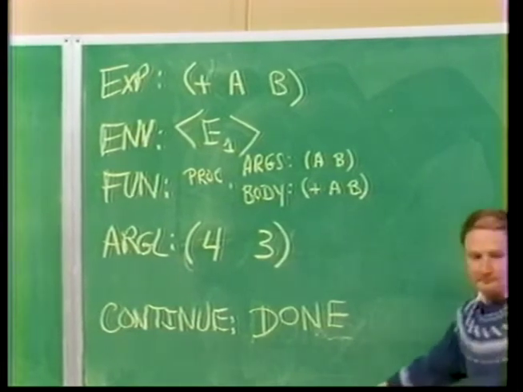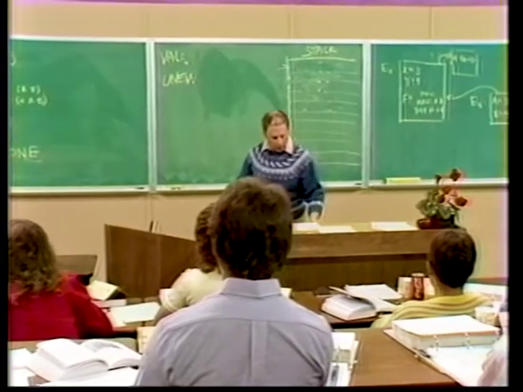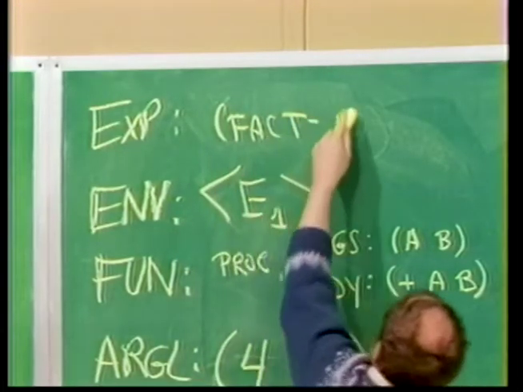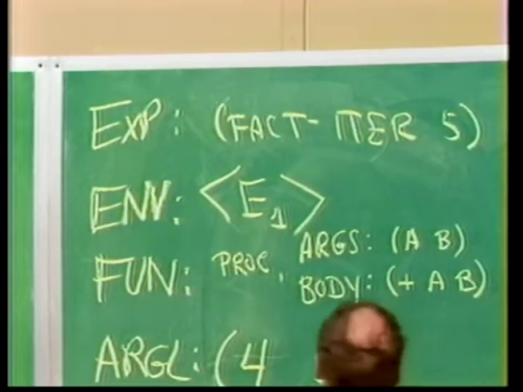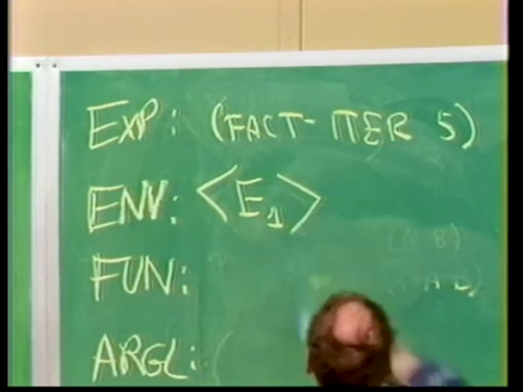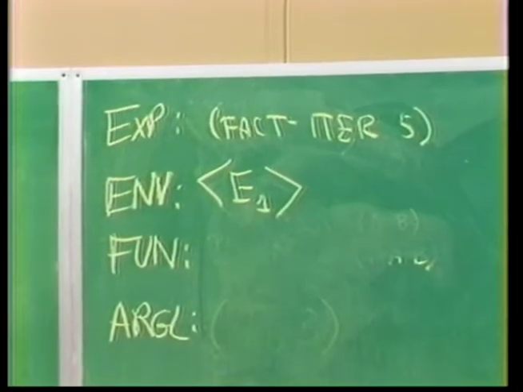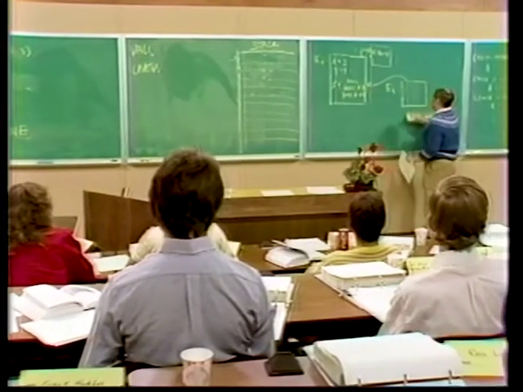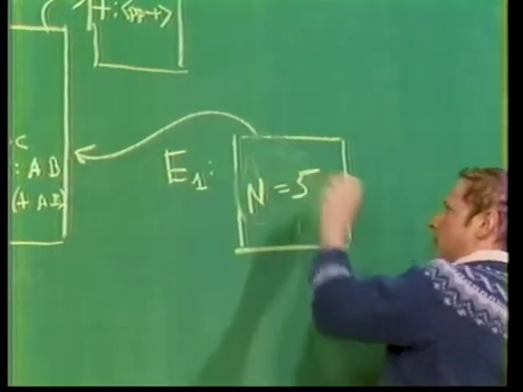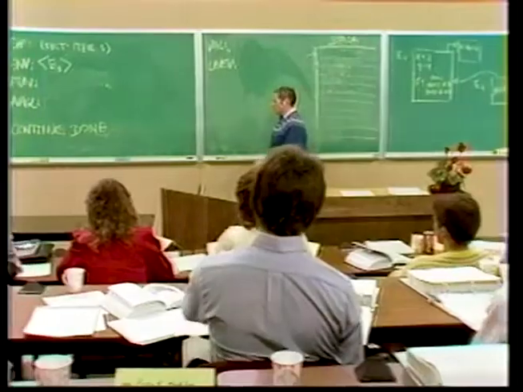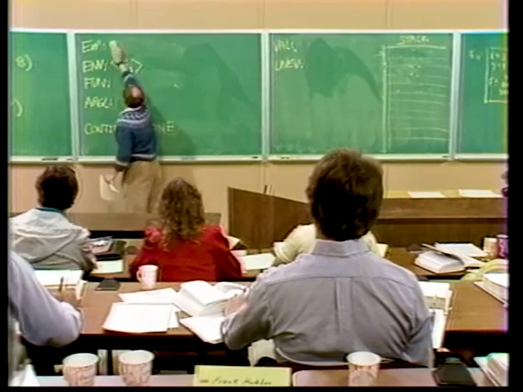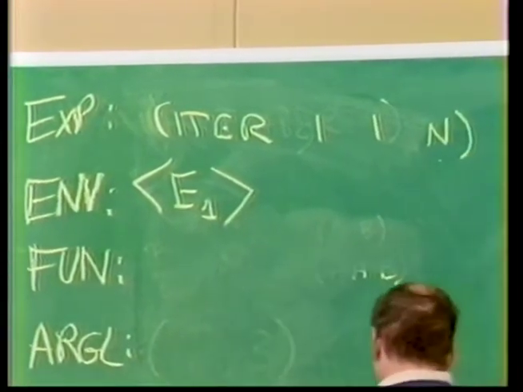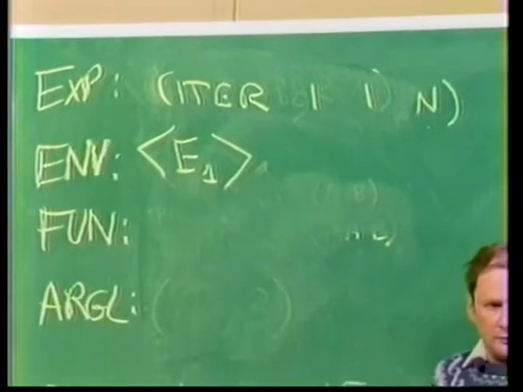if I start out with an expression that says something like fact iter of 5 in some environment. That will, at some point, create an environment in which n is bound to 5. Let's call that E1. And at some point, the machine will reduce this whole thing to a thing that says that's really iter of 1 and 1 and n evaluated in this environment E1 with nothing on the stack.